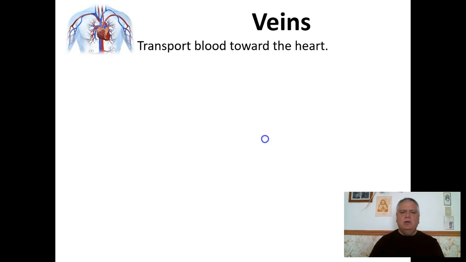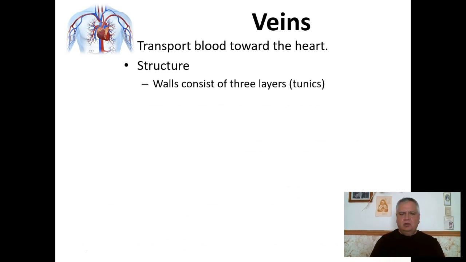Veins transport the blood now toward the heart. So veins are afferent blood vessels. They allow blood to access the heart. Structurally speaking, when we take a look at veins, just like arteries, the walls of the veins consist of 3 distinct layers or tunics. But there are some modifications or differences.